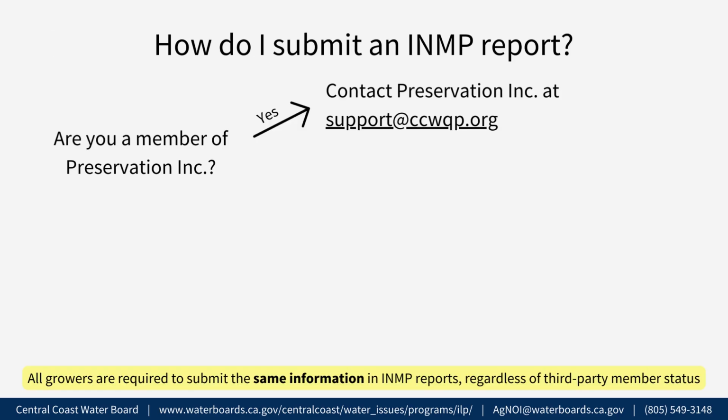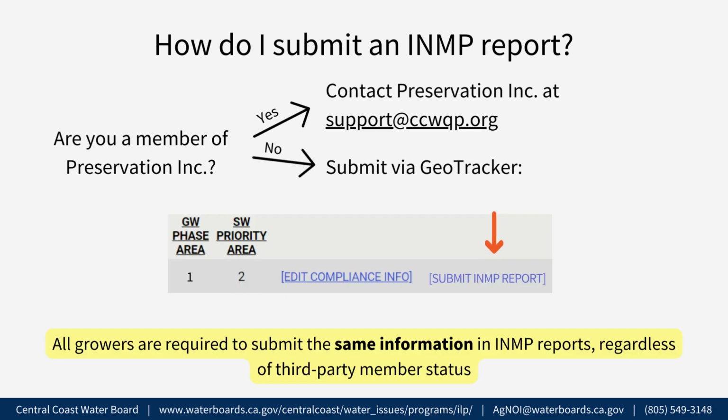How do I submit an INMP summary report? Growers who are members of the approved third-party program, Central Coast Water Quality Preservation, Inc., can contact them directly to ask about INMP summary reporting. Growers who are not members of the approved third-party program and who are complying with Ag Order 4.0 requirements individually must submit their INMP summary reports on GeoTracker. It is important to note that all growers, regardless of their third-party program member status, are required to submit the same information in their INMP summary reports.